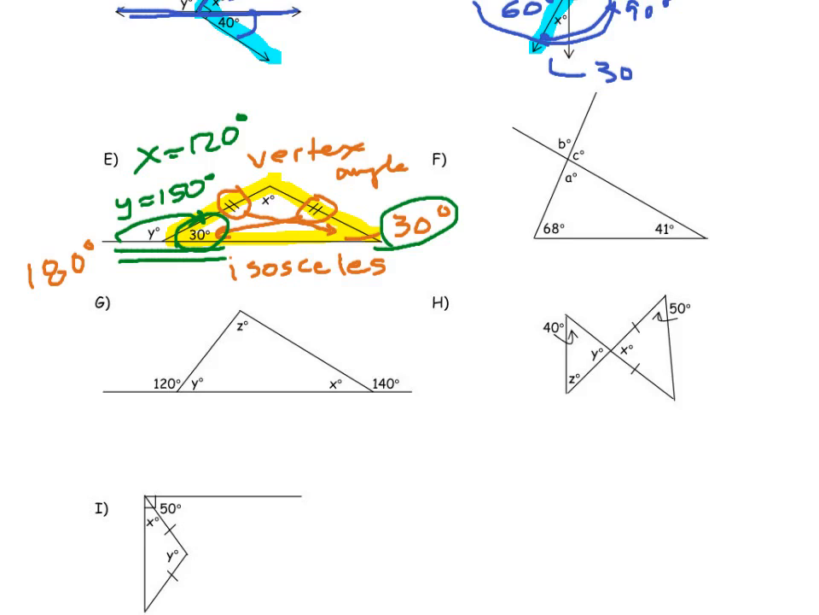In diagram F, I also see a triangle, so I can trace that in my mind, and that'll help me because I know that 3 angles have to add to give you 180. So 68 and 41, add those together, subtract from 180, 109. Angle A is 71 degrees.